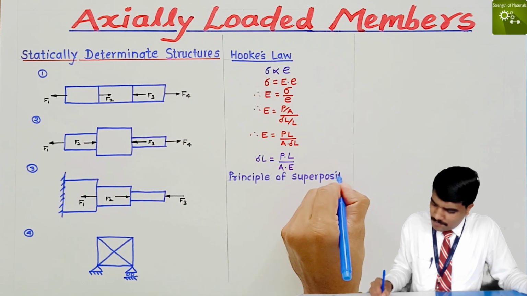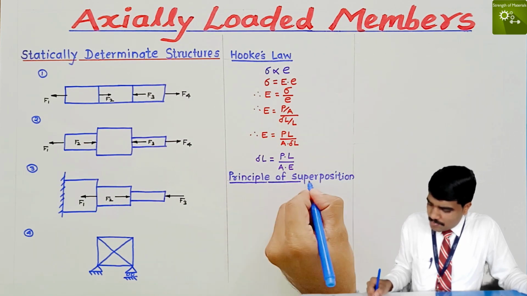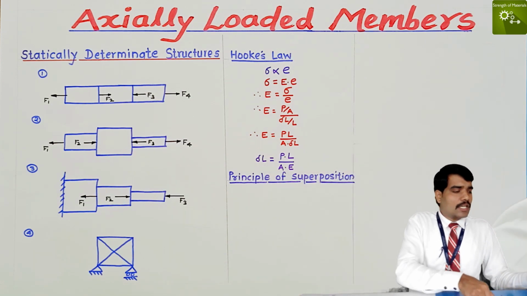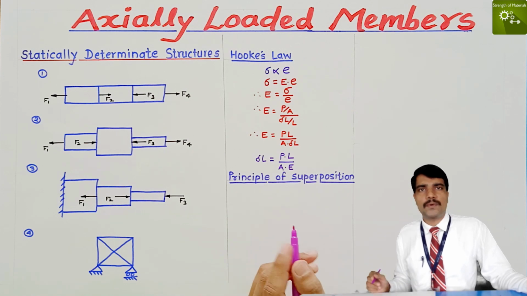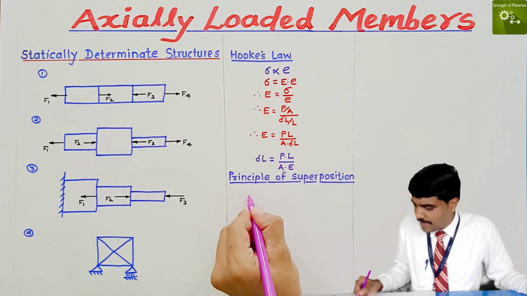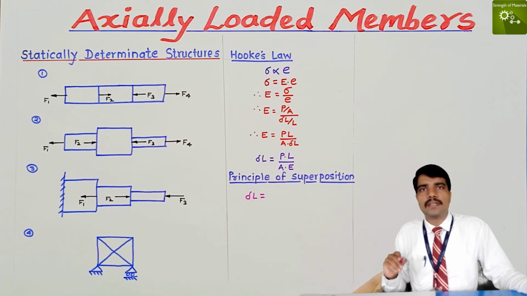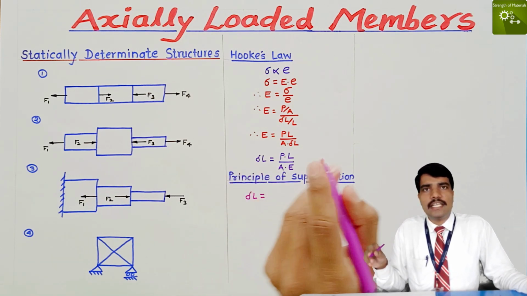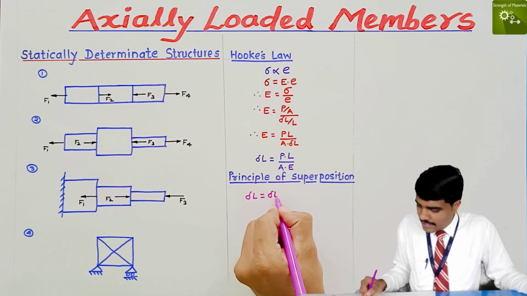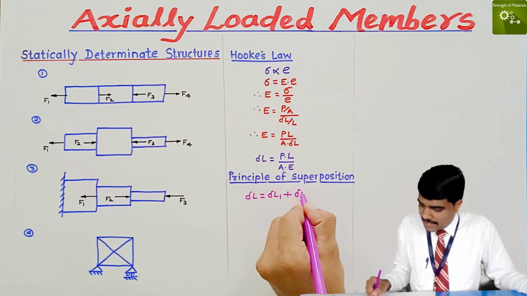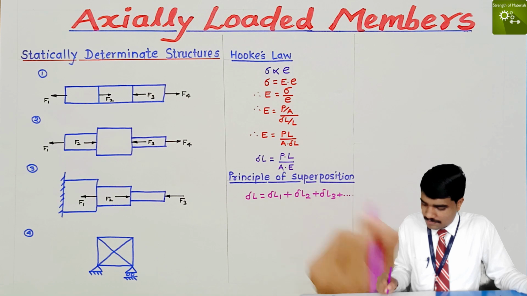What is the principle of superposition? According to the principle of superposition, the total elongation or total contraction produced in an axially loaded member is the algebraic sum of the total elongation in each part, meaning delta L is equal to delta L1 plus delta L2 plus delta L3 plus so on.